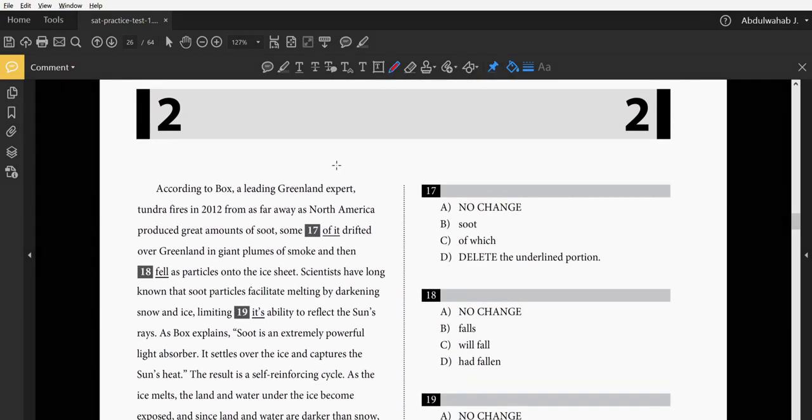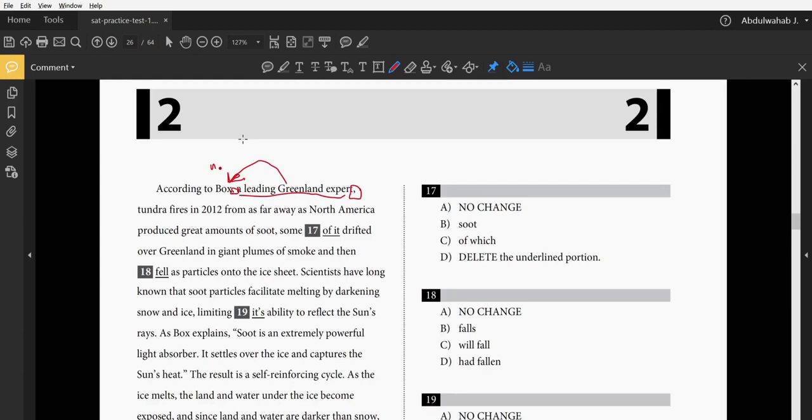According to Box, a leading Greenland expert, again here we have another appositive or parenthetical element. It's put suitably between 2 commas, so of course this is correct. A parenthetical element describes a noun that's mentioned before it, which is Box, or the person called Box here. So according to Box, who is a leading Greenland expert, tundra fires in 2012 from as far away as North America produced great amounts of soot. Some of it drifted over Greenland in giant plumes of smoke and then fell as particles onto the ice sheet.